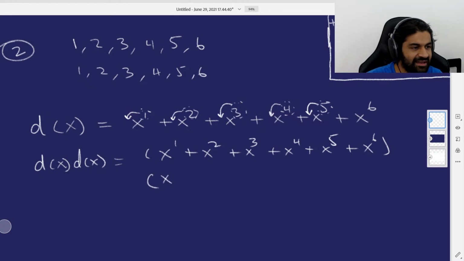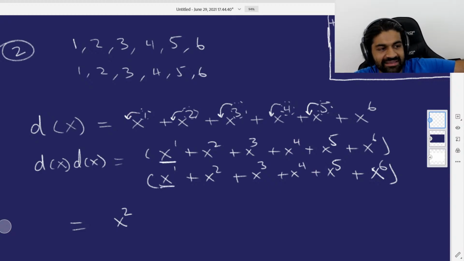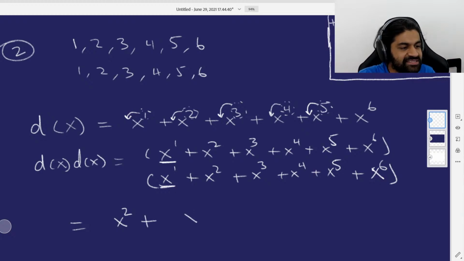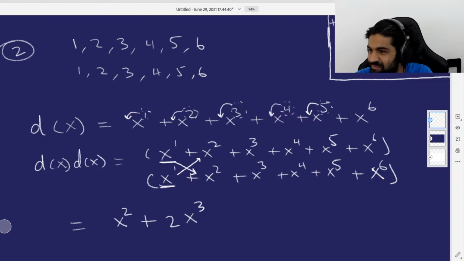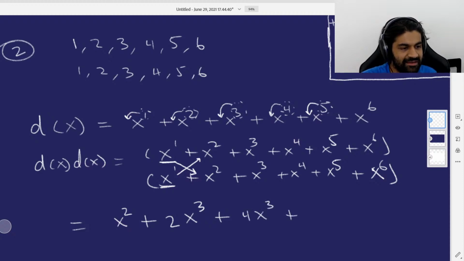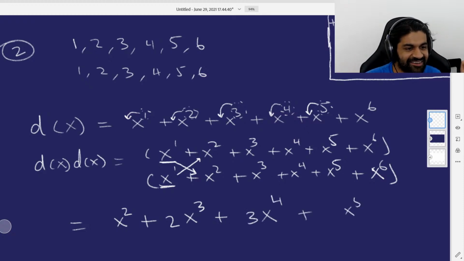And we are multiplying it with x, x squared, x cubed, x to the 4th, x to the 5th, x to the 6th. Very interesting. So if I multiply this, the coefficient of x squared now is going to be 1 because there's only one way to get 2, by multiplying this one and this one. The coefficient of x cubed is going to be 2 because there's only 2 ways to get 3. I can multiply this term with this term and this term with that term. Interesting, right? The coefficient of x to the 4 is going to be 3. The coefficient of x to the 5 is going to be 4. And the coefficient of x to the 6 is going to be 5.